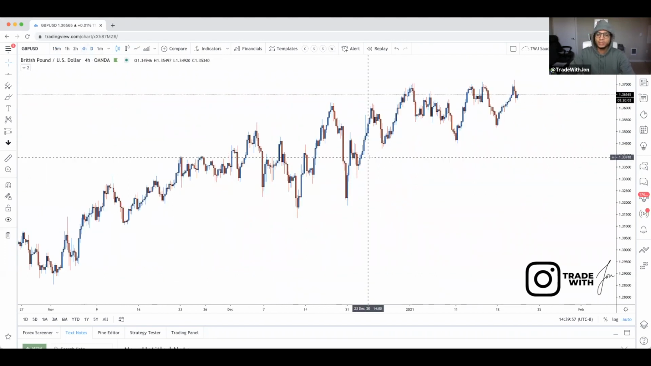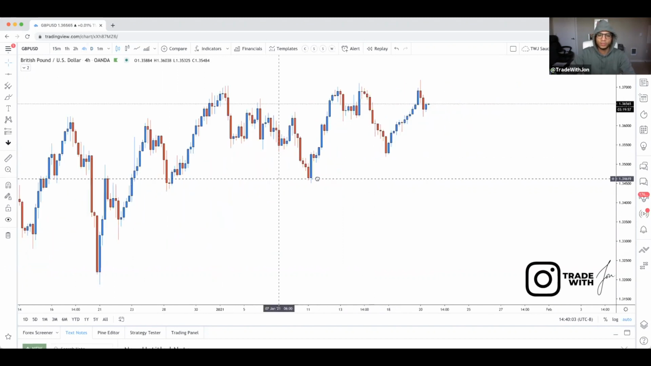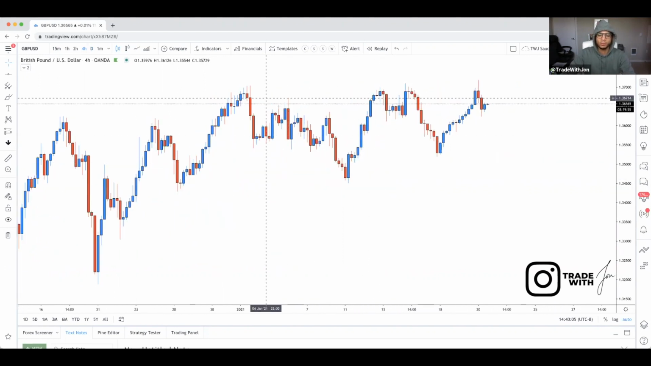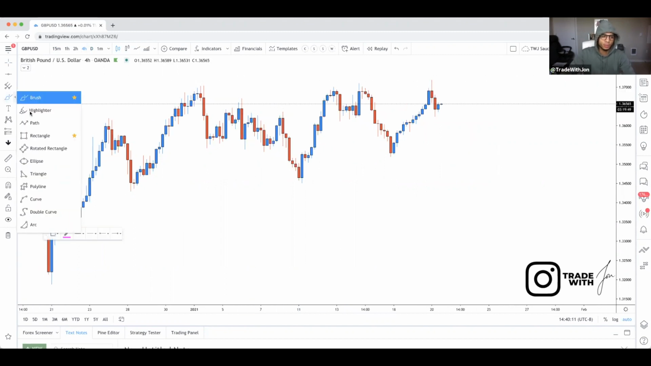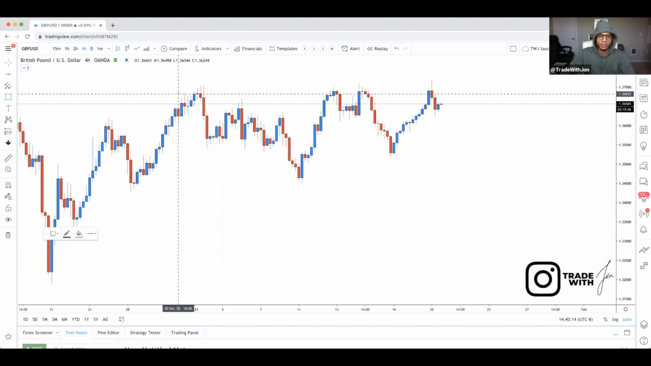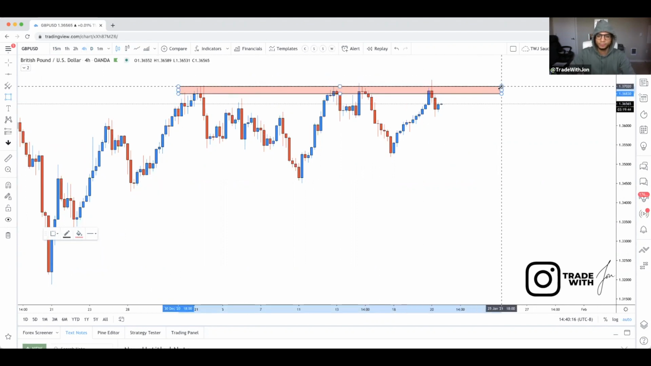For example, let's jump on, or even the hourly. The hourly is also very good. But let's just jump on the 4 hour time frame. As you can see right here, we're on the 4 hour time frame, and immediately I'm noticing a resistance, right? So let's grab our rectangle tool and highlight this area right here.